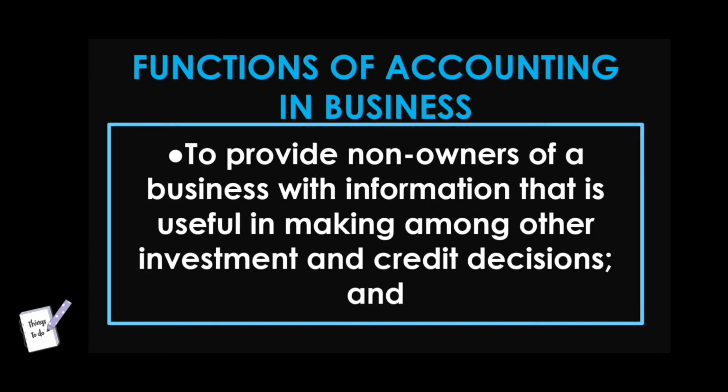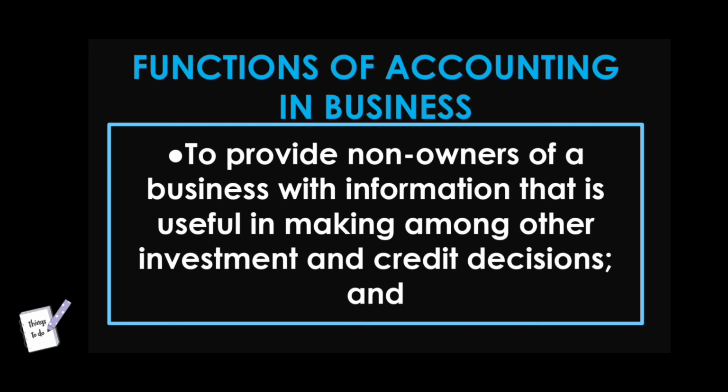We have to provide non-owners of a business with information that is useful in making, among others, investment and credit decisions. These non-owners, let's take for example, in your laundry shop, you don't have enough money to purchase an additional washing machine. So your option probably is to borrow from a lending company. Probably they have a credit investigation, the CI. Before that lending company can lend money to your business, the person in charge would probably have to go through your financial statements to see if you are capable of repaying your loan.